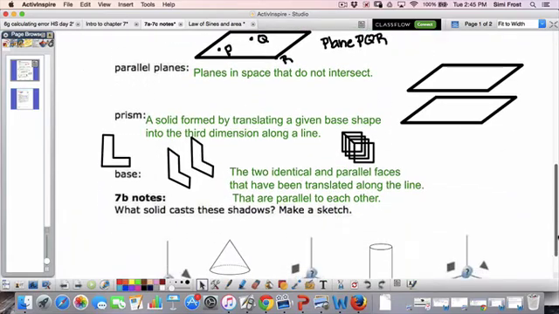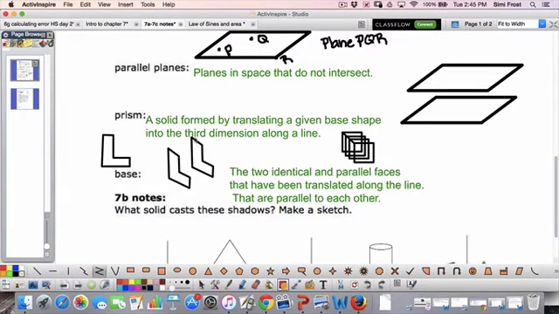So here we go. Now our next step is to connect corresponding corners here. So I'm just going to take some straight lines and connect all my corresponding corners.